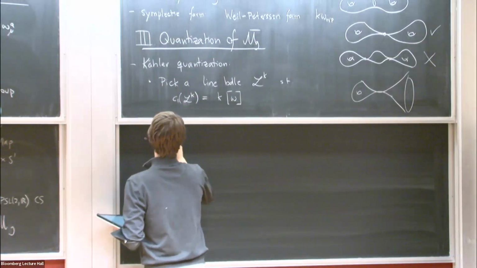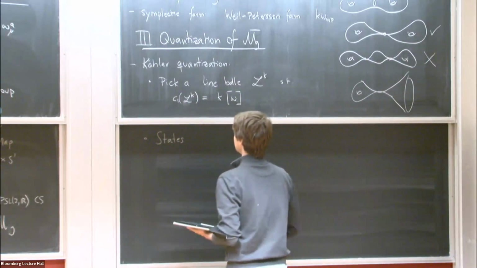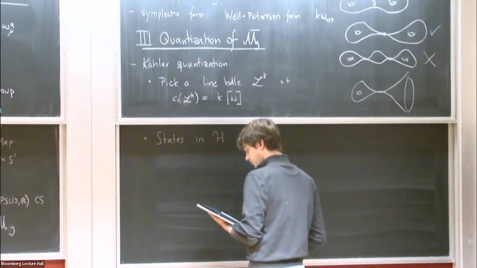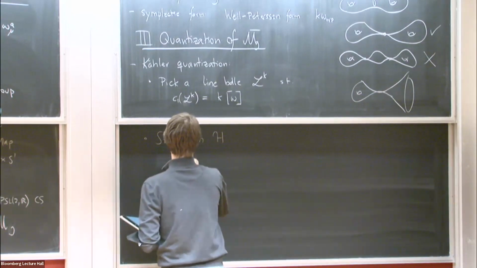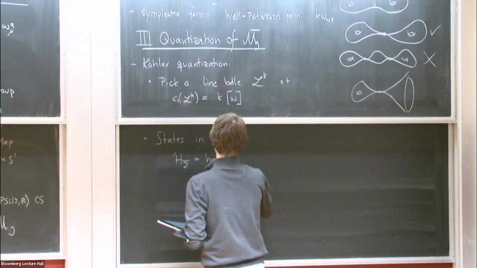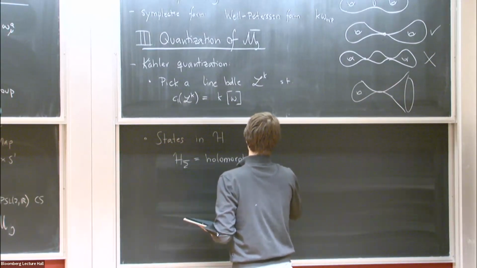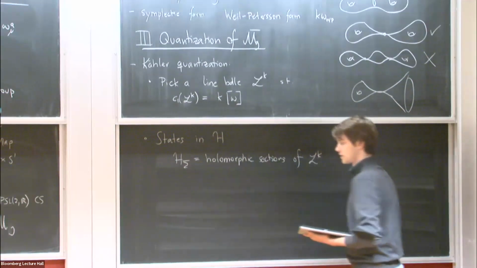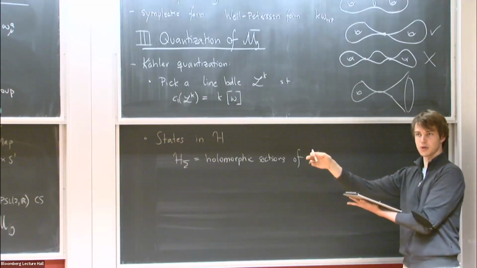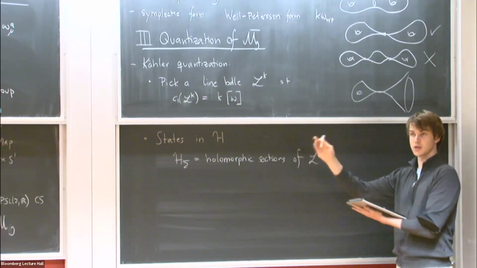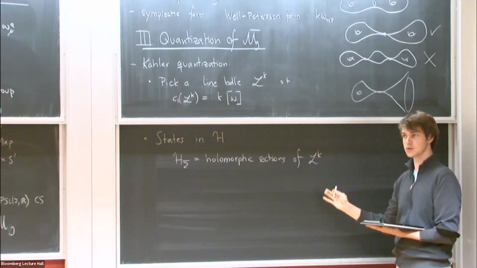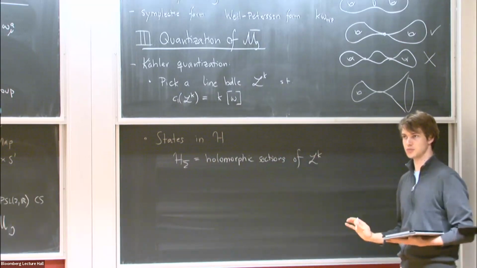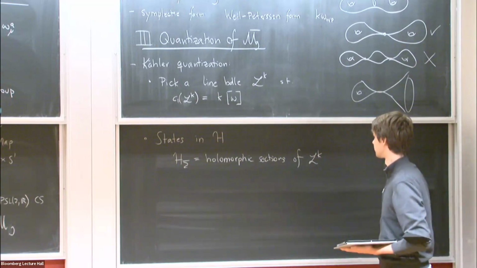And then we're almost done already, because the states in the Hilbert space that we want, let me call it H, are just identified. This Hilbert space is nothing else than holomorphic sections of L to the K. We're in a simple situation where we just want to know the dimension of the Hilbert space. We're not caring about some natural operators at the moment. We could do that as well, but we're not caring about operators that act on the Hilbert space. We literally only want to compute the dimension of the Hilbert space for a compact surface.